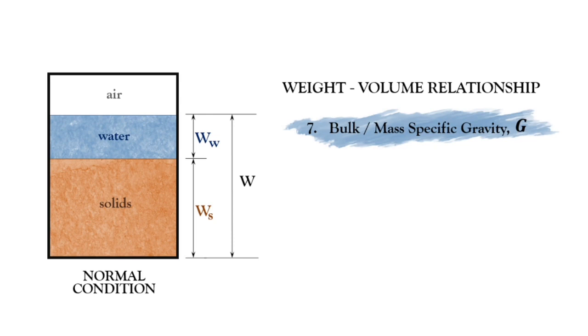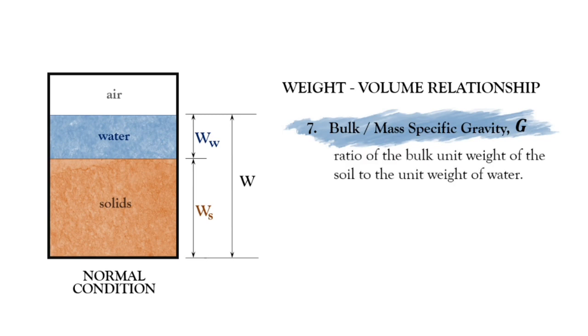ang general formula naman yan is weight over volume. Nagbabago lang naman siya depende sa condition ng soil natin. So, para sa number 7, meron naman tayong tinatawag na bulk or mass specific gravity na ito. So, ang designation lang natin dito ay G. So, ang definition, this is the ratio of the bulk unit weight, kaya nga siya tinawag na bulk specific gravity to the unit weight of the water.